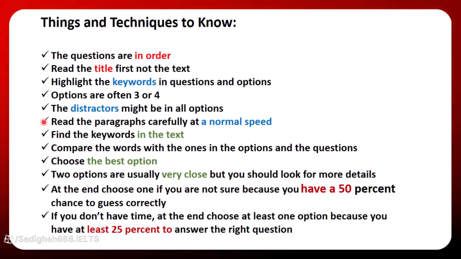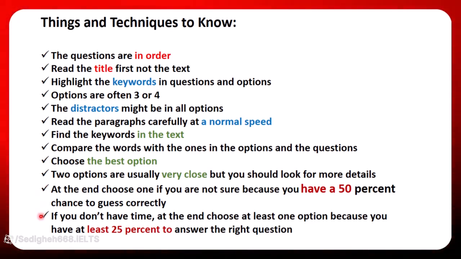Read the paragraphs carefully at a normal speed. Find the keywords in the text. Compare the words with the ones in the options and the questions. Choose the best option. 2 options are usually very close, but you should look for more details. At the end, choose one if you are not sure, because you have a 50% chance to guess correctly.